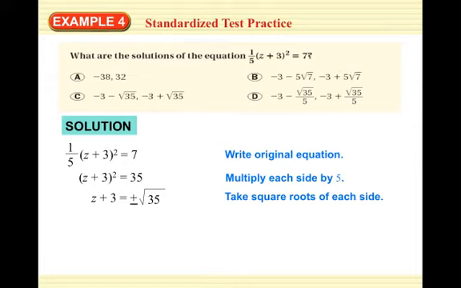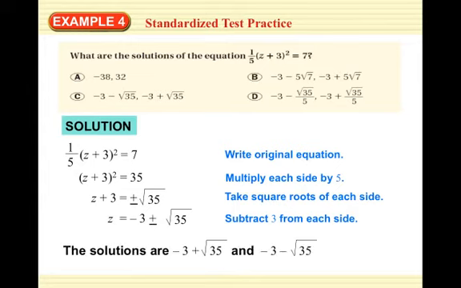So now to isolate the z, I just need to subtract the 3 over. So I'm going to get z equals negative 3 plus or minus square root of 35. Now, I like to see if I can simplify square root of 35. 35 just has factors of 5 and 7. Neither one of those are squares, so we're done.